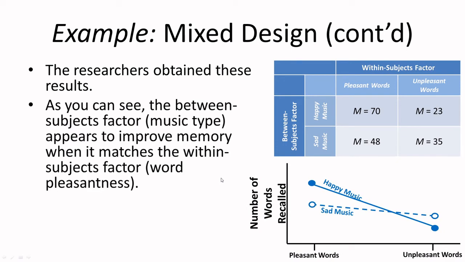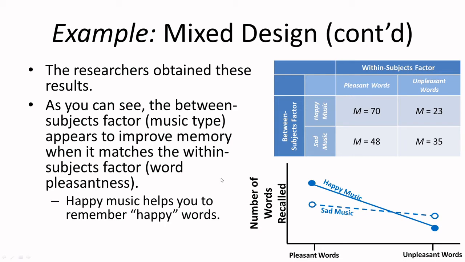As you can see, this between subjects factor, whether the participants were listening to happy music or sad music, did appear to improve the participants' memory if it matched the word type. So if participants were listening to happy music, they could remember more of the pleasant words. If they were listening to sad music, they could remember more of the sad words. So there does seem to be an interesting interaction here. And the basic take-home message from this particular study is that this context effect that we know that memory relies on also applies to the mood of music, for example.